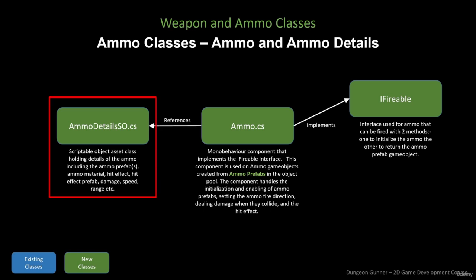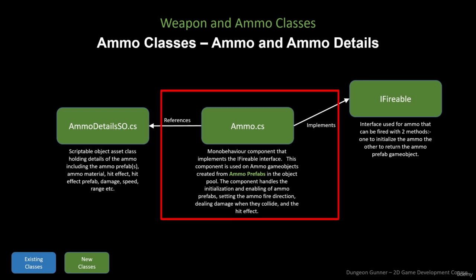First of all, we've got the AmmoDetailsSO scriptable object class, and that will hold details of the ammo, including the ammo prefabs, the ammo material, the hit effect prefab, damage, speed, and range, etc. The Ammo class itself will be a MonoBehaviour component that implements the IFireable interface, and I'll talk about that in a little bit. This component is used on ammo game objects created from ammo prefabs in the object pool. The component handles the initialization and enabling of ammo prefabs, setting the ammo fire direction, dealing damage when the ammo collides, and any hit effect that the ammo might have.